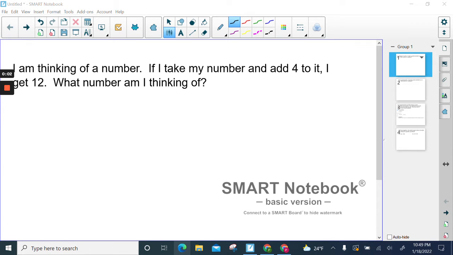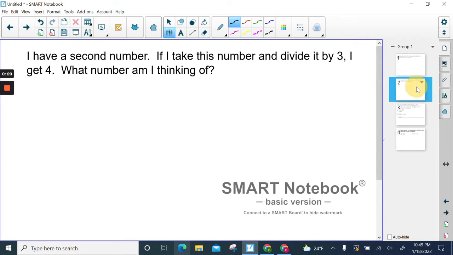I am thinking of a number. If I take my number and add 4 to it, I get 12. What number am I thinking of? That one might be a little easy. Let's try a second one.